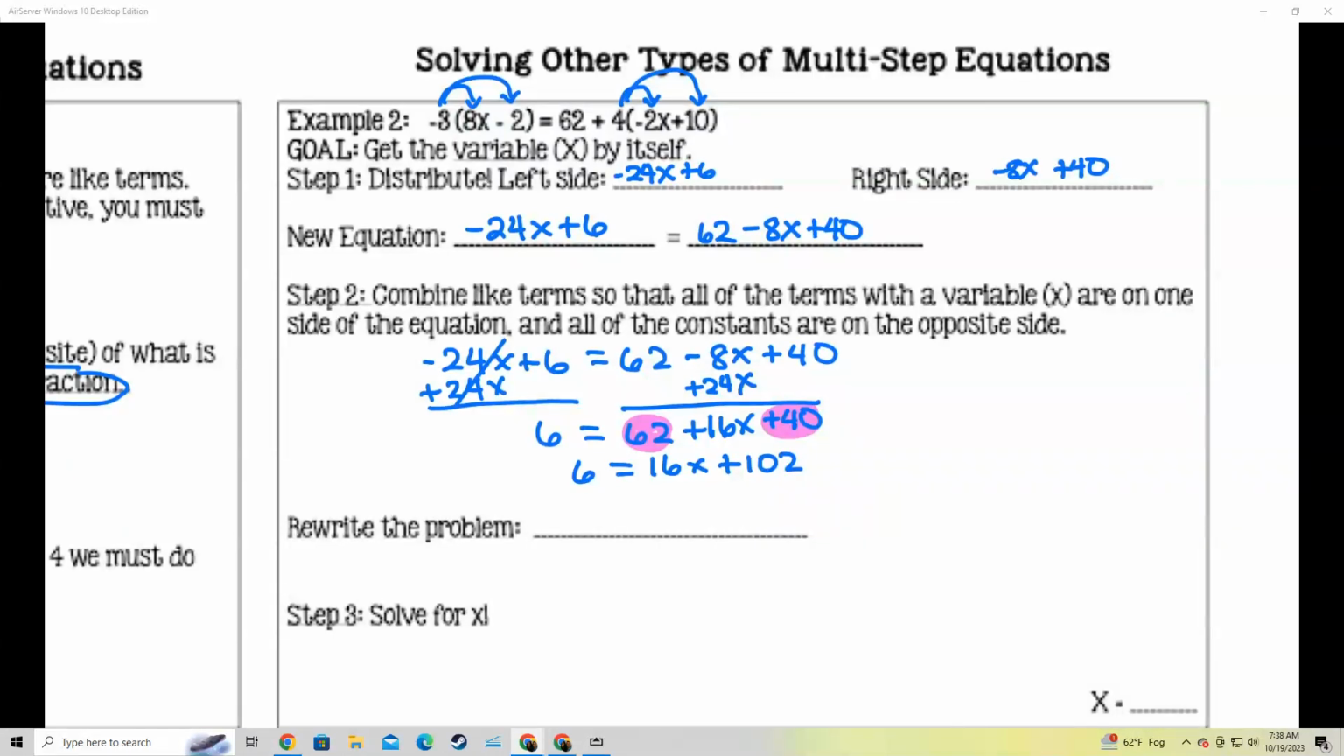All right, I have my x's on the right side. If I have my x's on the right side, I want to get my numbers on the left side. So that means I do need to get rid of that 102. Let me write this again. This is 6 equals 16x plus 102.